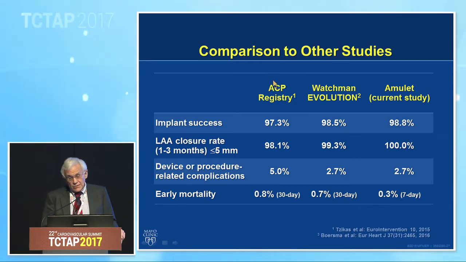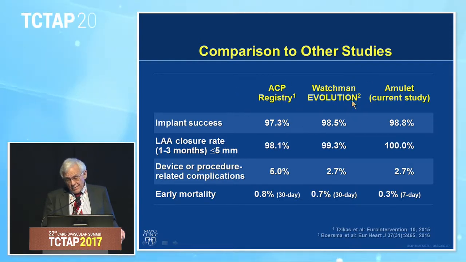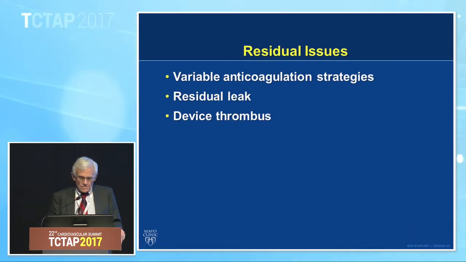These are the implant success rates for the Amulet device here, the ACP registry, and the Watchman device. They work about 97 or 98% of the time. Early mortality is about 0.3 up to 0.7% in this high-risk group of patients.